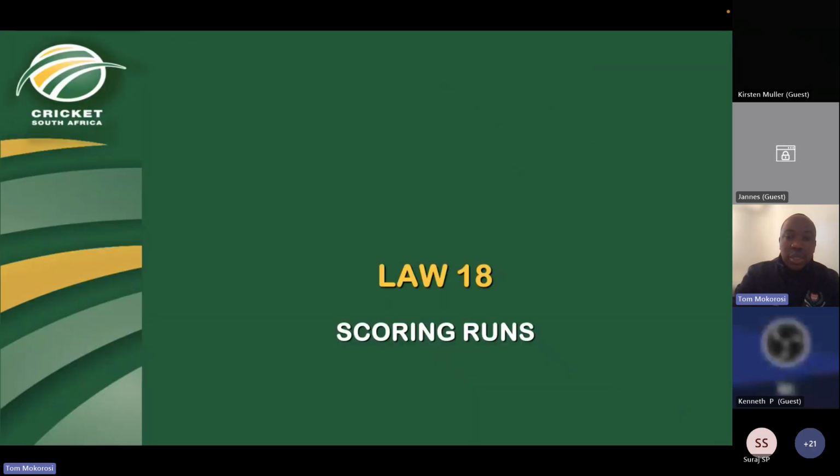Moving on to tonight's laws, we start with Law 18. Yesterday we spoke about how a team wins a match, and in short, it's all about scoring more runs than the opposition and getting the opposition out. So let's see what the law says about scoring runs.